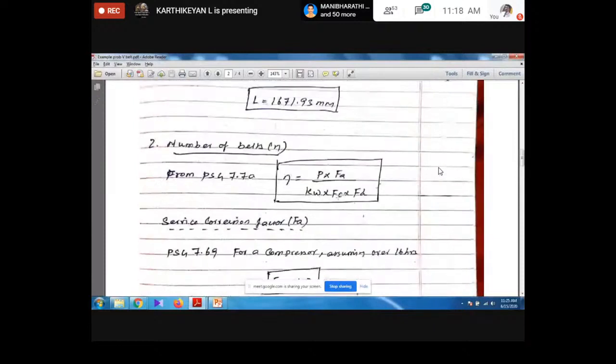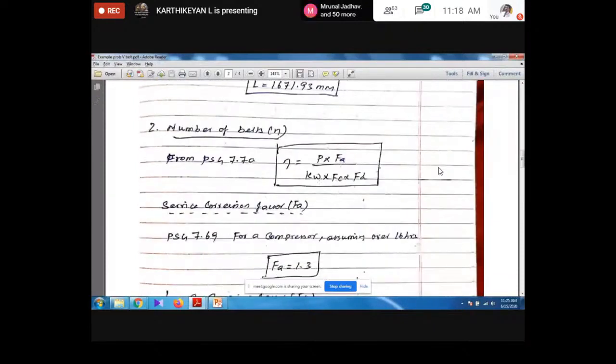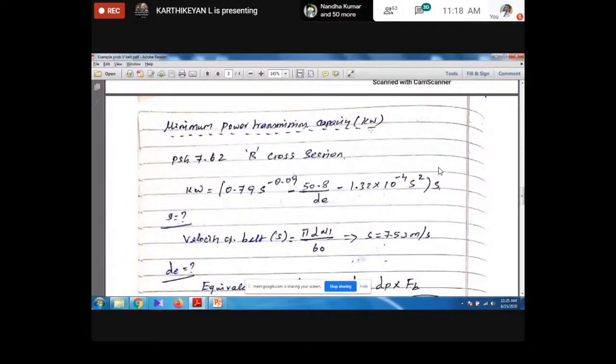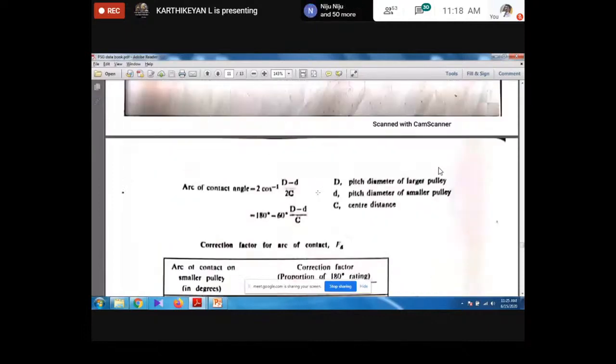So I have calculated all the correction factors. The only remaining thing is the belt rating, the belt rated power. This belt rated power is available in the PSG data book, page number 7.62.